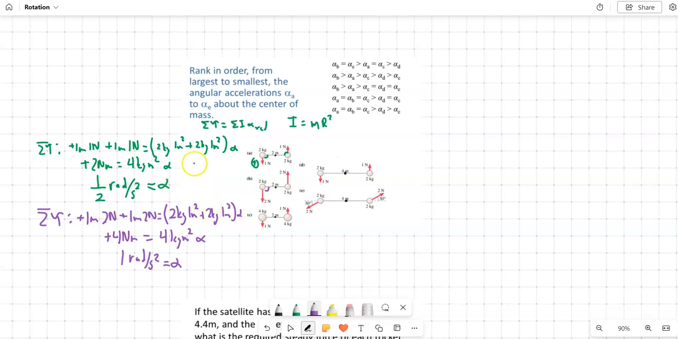So right now it looks like B is greater than A. So it's going to be one of these two answers right here. All right, let's try C.